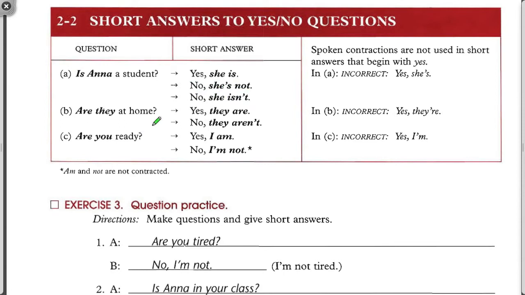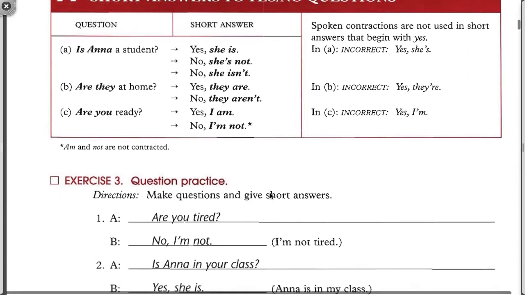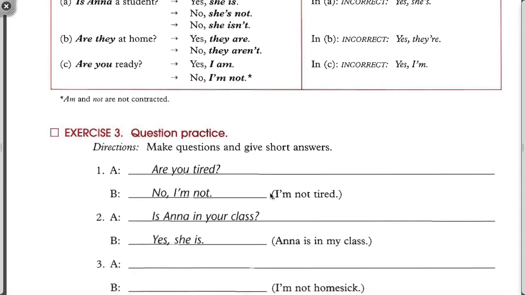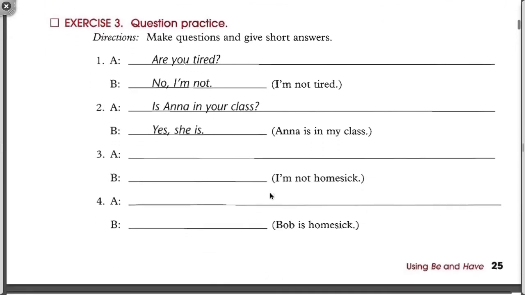Are they at home? Yes, they are. No, they aren't. Are you ready? Yes, I am. No, I'm not. So let's just keep going to exercise 3. How to make questions, question practice. How to make answers, yes or no answers to questions. Okay?